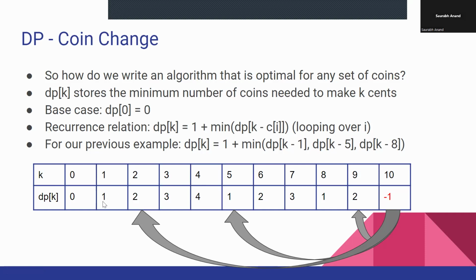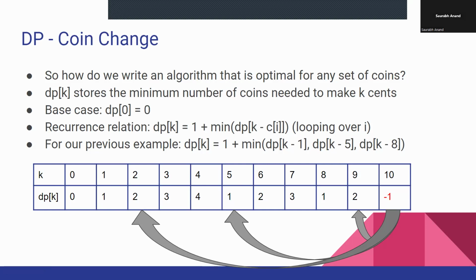So for example here, to make 1 cent, we need to just take the 1 cent coin. To make 2 cents, we need to take 2 of the 1 cents, and so forth for 3 and 4. But then when we get to 5, we can do it with just 1 coin, because we can take the single 5 cent coin.